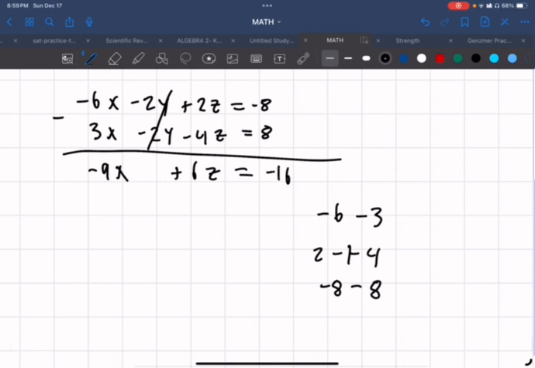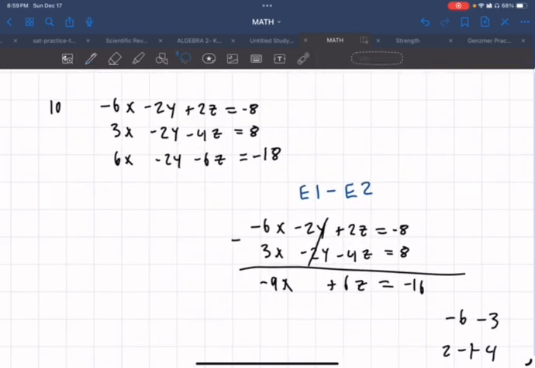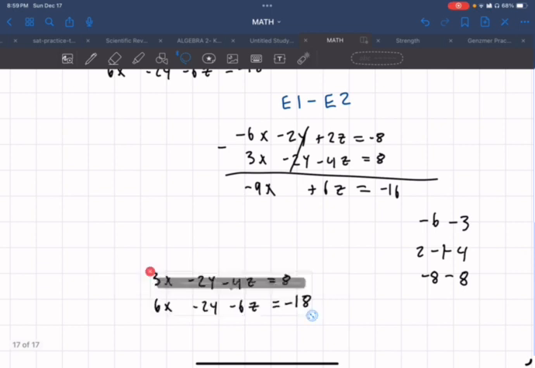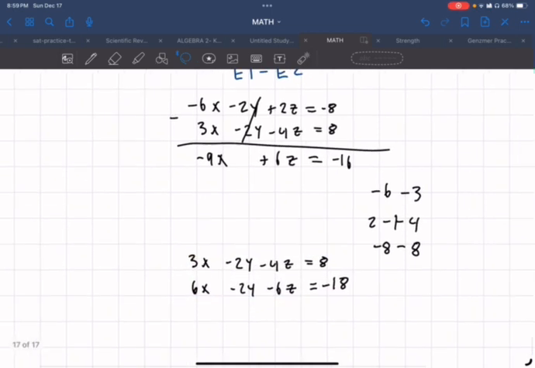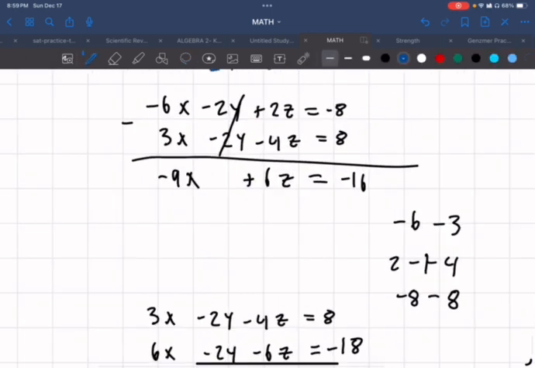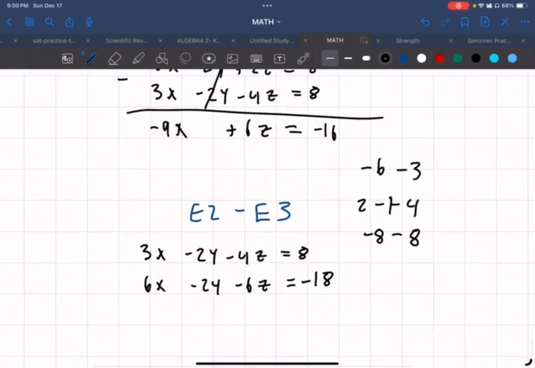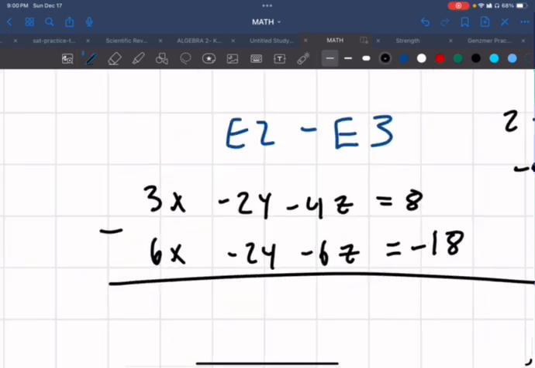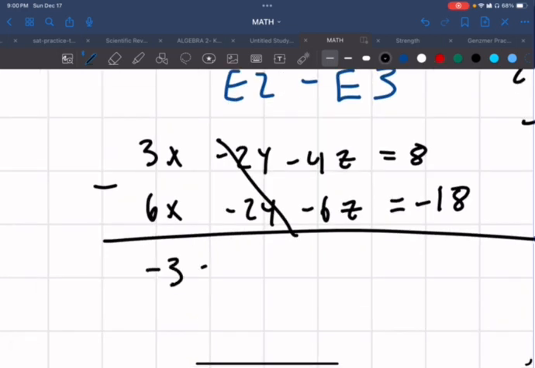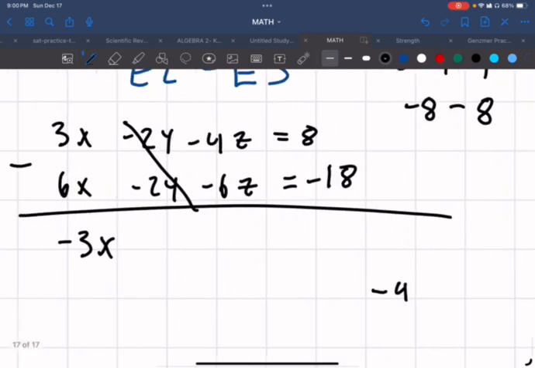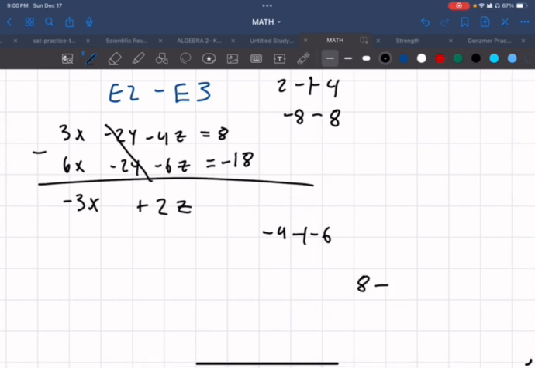negative 8 minus 8, negative 16. Now that we have the y term canceled out, let's use another set of 2 equations to cancel out y as well. So this would be the second equation minus the third. That drops out. 3 minus 6 is negative 3x, negative 4 minus negative 6 is 2z, and 8 minus negative 8 is 26.